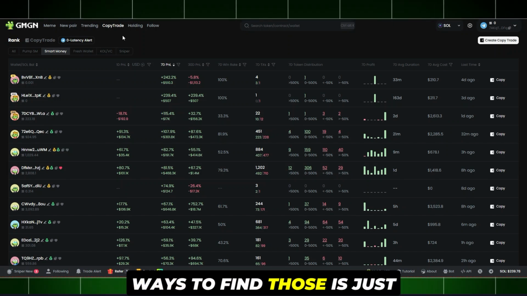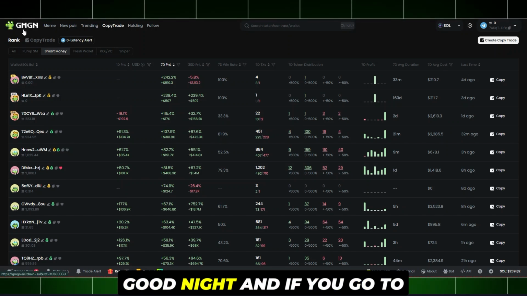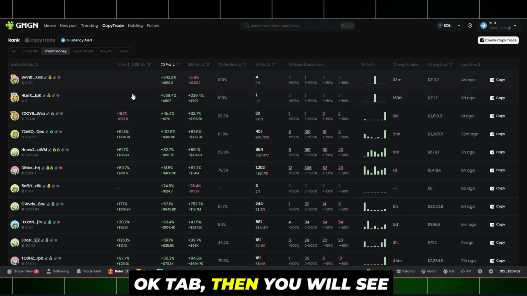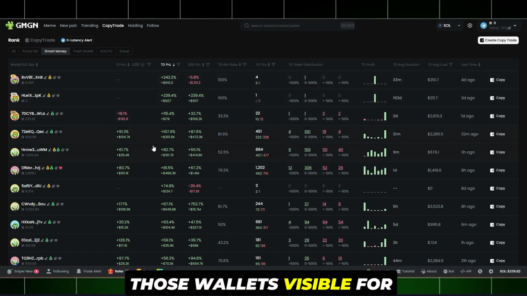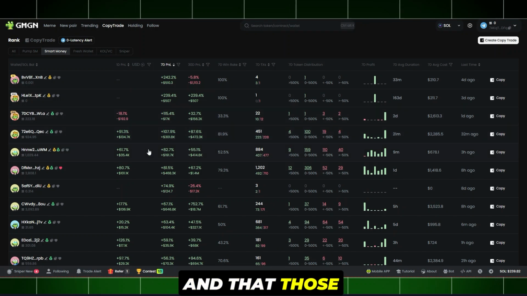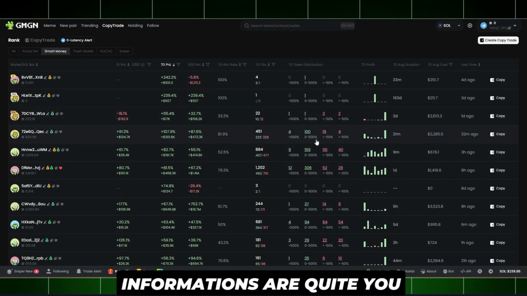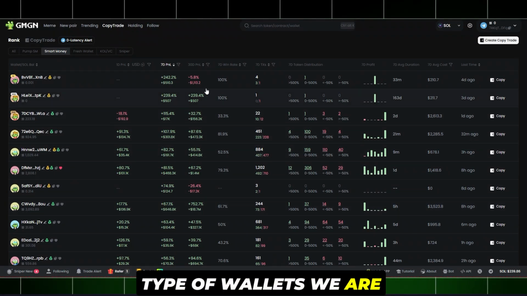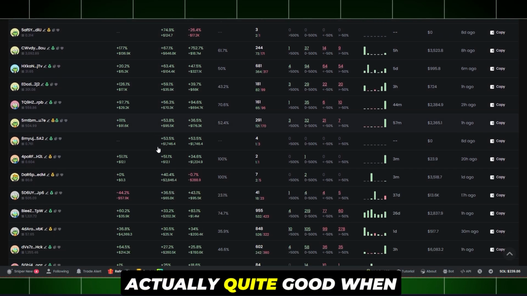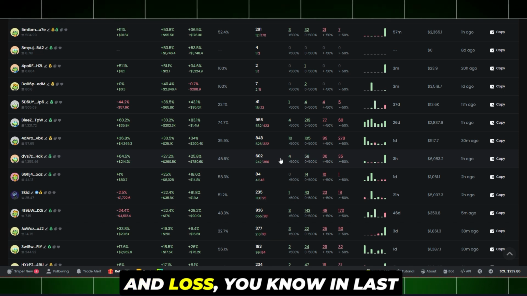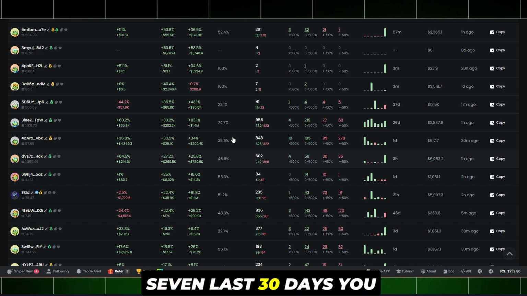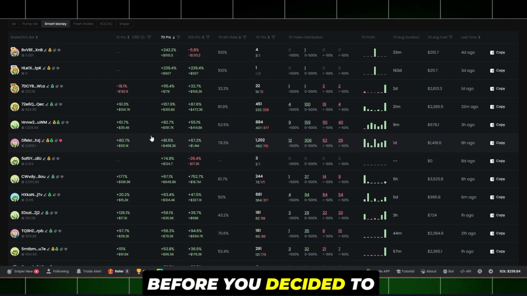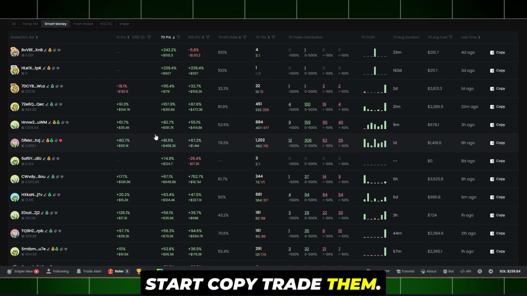So one of the ways to find those is to go to good morning good night, and if you go to the copy trade tab, then you will see those wallets visible for you, okay, and that information is quite important, because you can see what type of wallets we are talking about here. Those wallets are actually quite good when it comes to profit and loss in the last 30 days, and this is something you might take into consideration before you decide to go ahead and start copy trading them, okay?